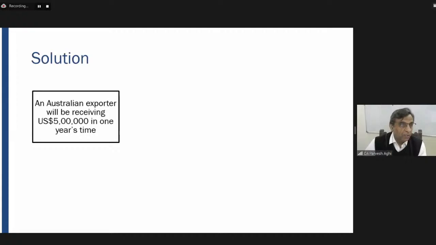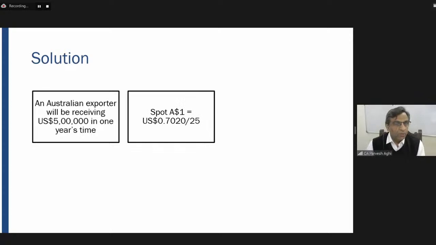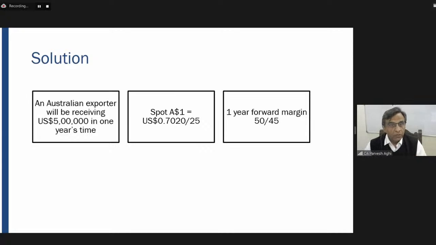So let's understand. An Australian exporter will be receiving $5 lakh in 1 year's time. So how much is he going to get? $5 lakh after 1 year. The spot rate today is given, A$1 is equal to so many dollars. The bid and ask rates are given. So the 1 year forward margin is also given to you.